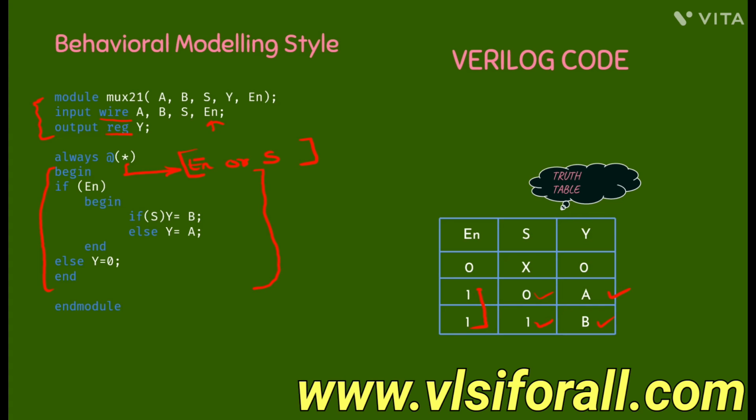Similarly, after these two statements are covered, we look at the third possibility where enable is not equal to 1, that is, enable is false or 0, and we have set the condition as y equal to 0. With that, we end the if else over here, and we also end the previous if else statement, followed by the end module.